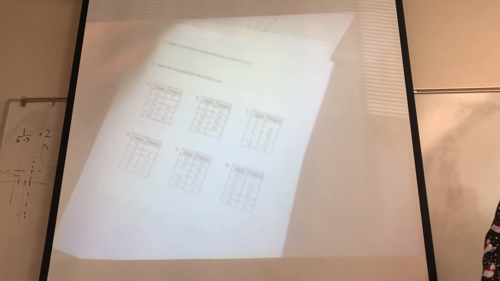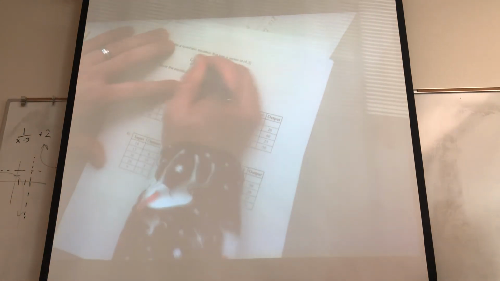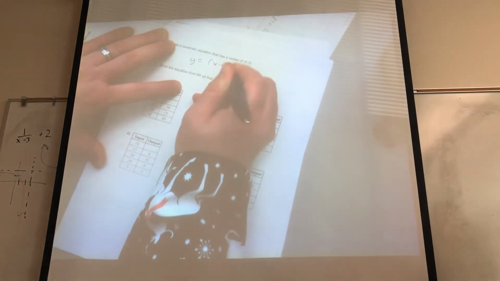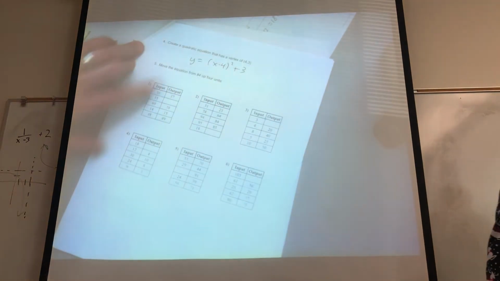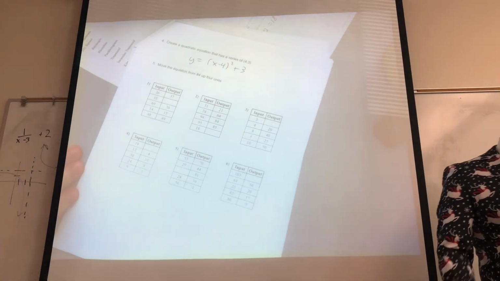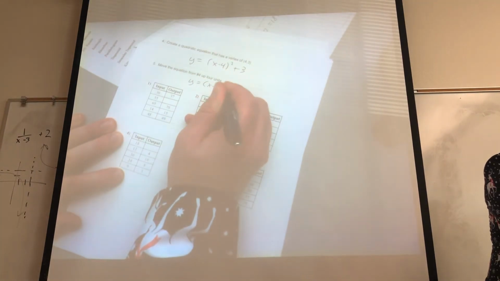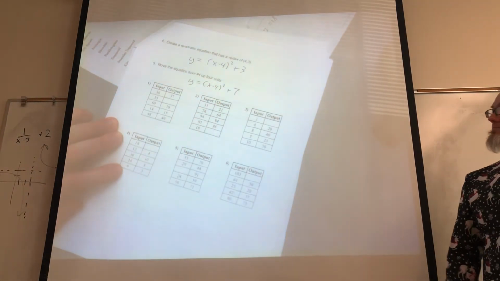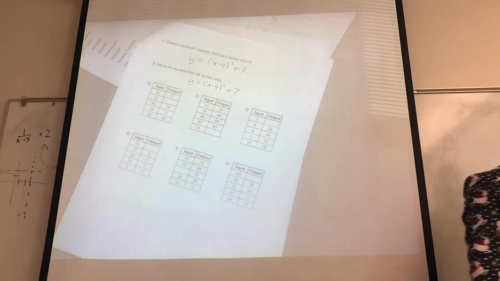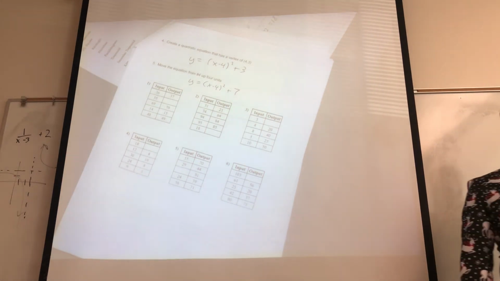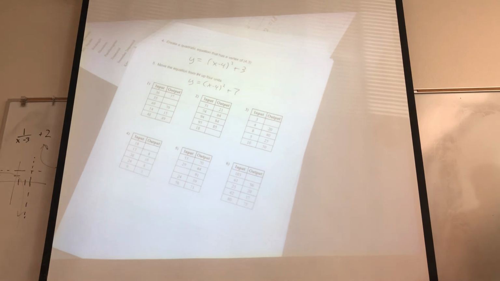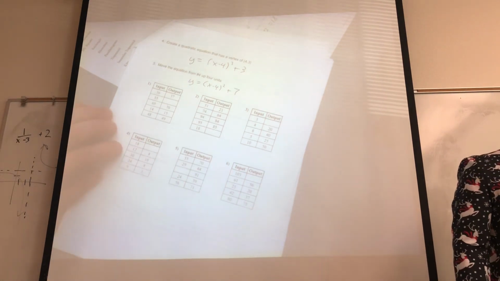Create a quadratic equation with a vertex of 4, 3. Y is equal to x minus 4 squared plus 3. Move the equation from number 4 up 4 units. That's y is equal to x minus 4 squared plus 7. I can't remember if the test is just quadratics. I think there might be a couple of different graphs, but do you understand what it means to move them?